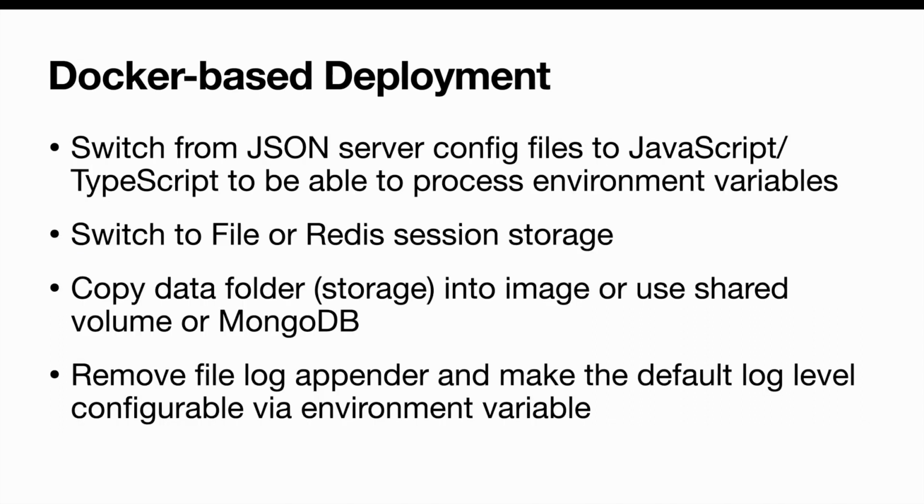And here at a glance what we need to change for a Docker-based deployment. We need to switch to JavaScript or TypeScript server config files to be able to process environment variables. We have to switch to a file or Redis-based session storage. We could either just copy the data folder into the Docker image, or we switch to a shared volume or a MongoDB. We could remove the file log appender because a log file in a container environment has little use. And we should also make the default log level configurable via environment variable.